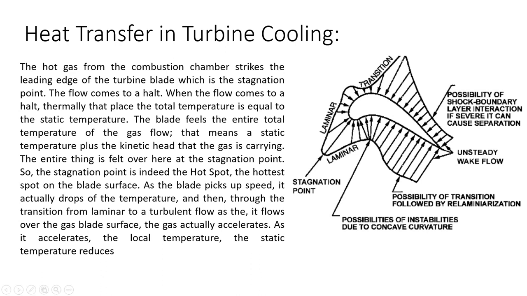Apart from that, because the temperature is high, the boundary layer across the blade is also different. Initially it is turbulent, and then as you go across it, it becomes transitional, and there is a possibility of boundary layer separation as you go to the trailing edge. There is also a possibility of wake formation because of the temperature imbalance that is occurring. The hot gases from the combustion chamber strike the leading edge of the turbine blades, which is the stagnation point. The flow comes to a halt.